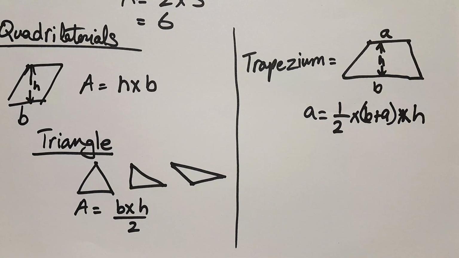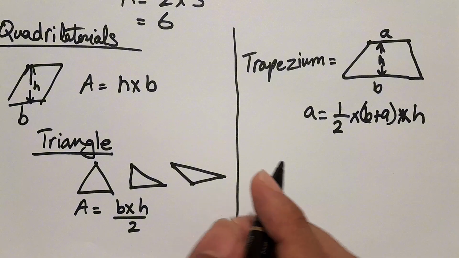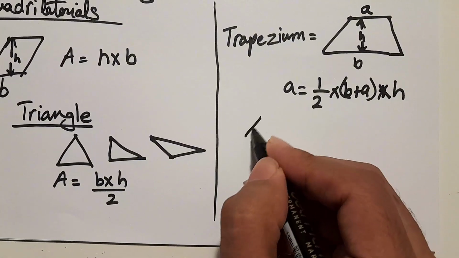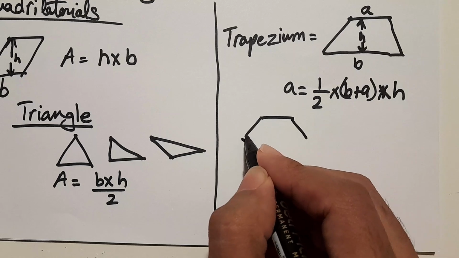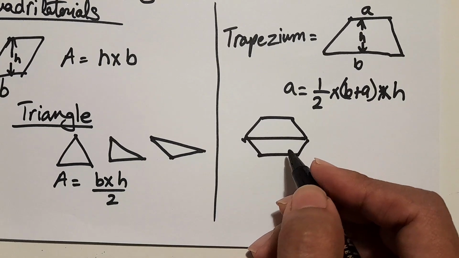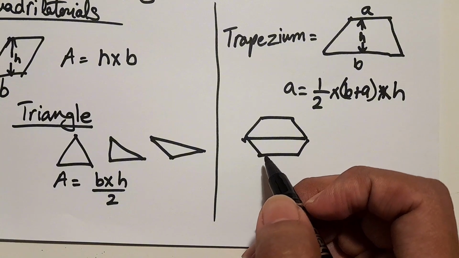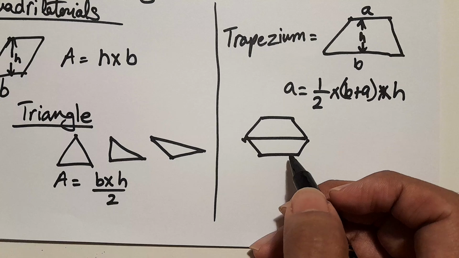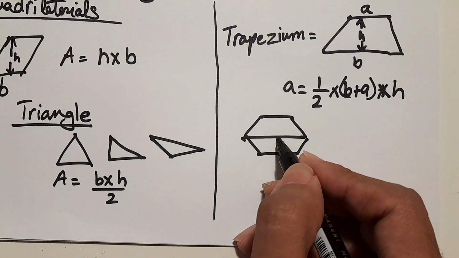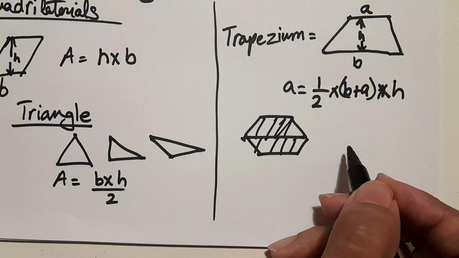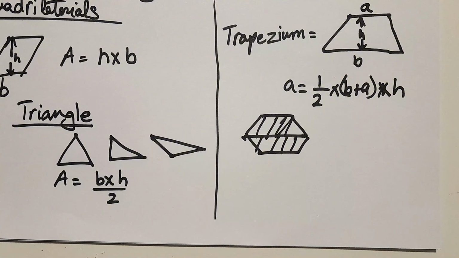And for any other two-dimensional shape, such as here, if we check, it is a hexagon. So we can divide this into trapeziums and calculate the area. Like first we will calculate the area of this, then the area of this. So in this way we can calculate the area for the hexagon.